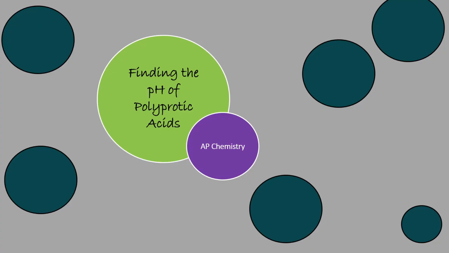This video is going to be about finding the pH of polyprotic acids. Polyprotic means more than one proton, so greater than one proton. Something like H2SO4 or H3PO3, or any of those acids where you have more than one acidic hydrogen in them.